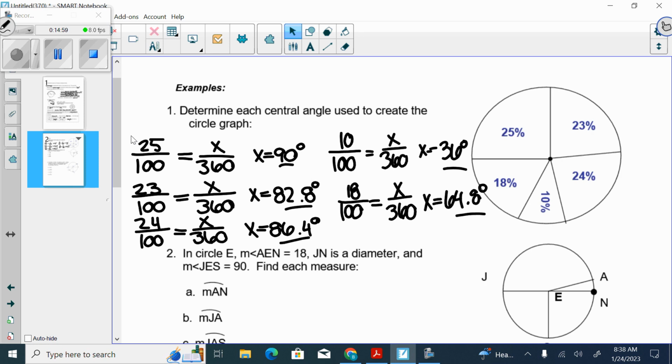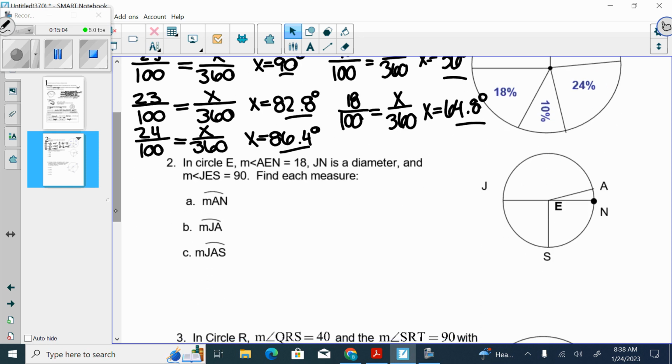Okay. All right. Example number 2. So let's look at finding some arcs' degrees here. It says in circle E, the measure of angle AEN, so angle AEN would be this angle in here, right? Says that that measure is 18 degrees. Well, if that angle is 18 degrees, how many degrees is the arc AN? 18 degrees, okay?